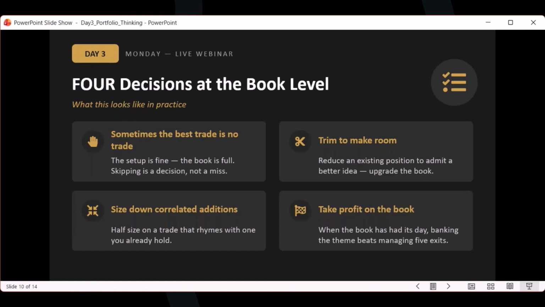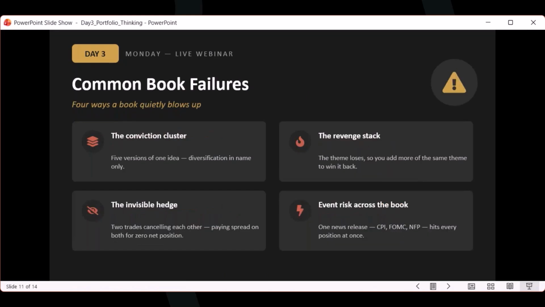So when you look at your portfolio as a whole, you first of all make a judgment into where it is now. If it's in a good place and it is still a good trade, then you don't have to do any of the other things. This is essentially what happens when you find you're edging closer to a potentially unhealthy correlated state. So if we look at common book failures, just to reiterate these: the conviction cluster, so 5 versions of the one idea, diversification in name only, but essentially the market moves overall in one direction, so all your positions are going to move in one direction.